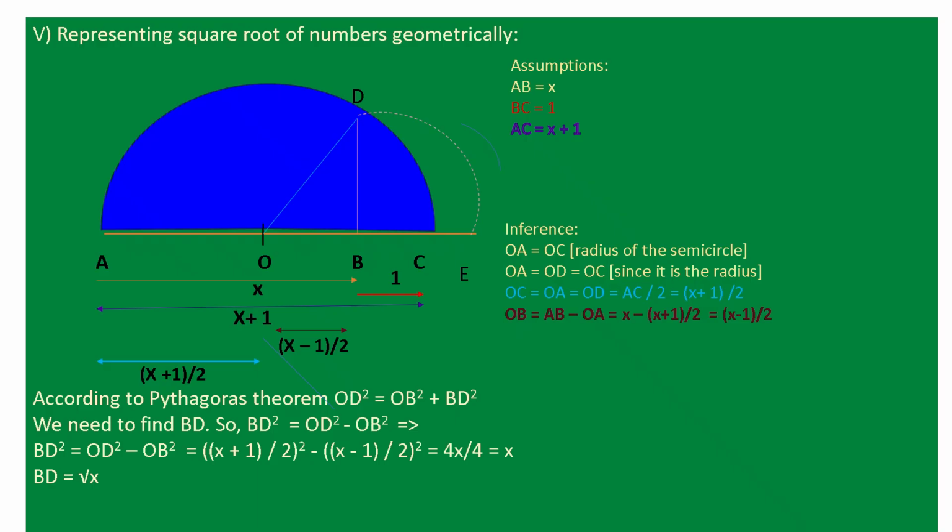According to Pythagoras theorem, OD squared is equal to OB squared plus BD squared. We need to find BD. So, BD squared is nothing but OD squared minus OB squared. Representing the values of OD and OB, we get the value of BD squared to be equal to x, and hence BD is equal to root x.